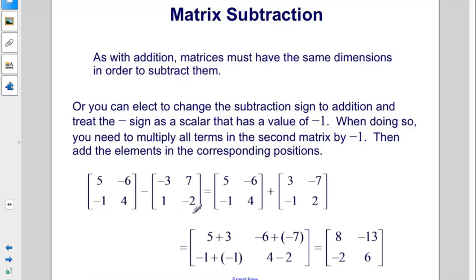So we change this into an addition problem by changing this negative into a plus sign and then changing the signs of each number in this matrix. So negative 3 becomes positive 3, 1 becomes negative 1, 7 becomes negative 7, and negative 2 becomes 2. Then we can just go ahead and add these together. And we end up with this matrix here.